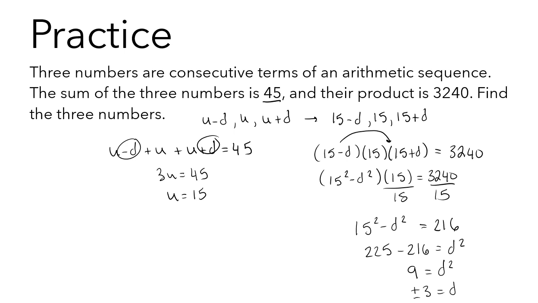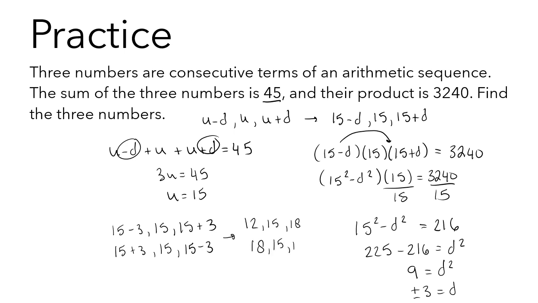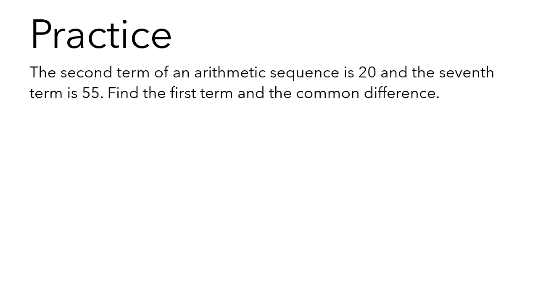So our numbers can possibly be 15 minus 3, 15, and 15 plus 3, or the other way around, 15 plus 3, 15, and 15 minus 3, because it's symmetric. So this is 12, 15, 18, or 18, 15, 12. So these are the three terms that we are looking for.